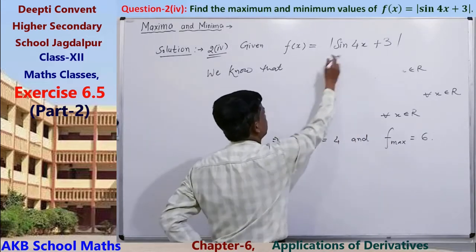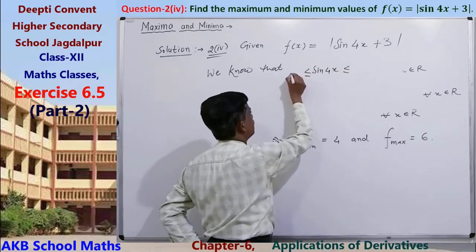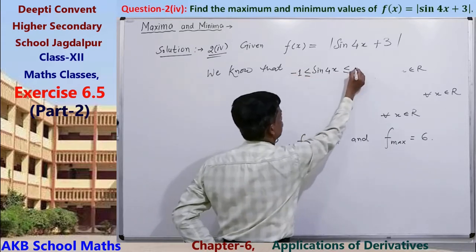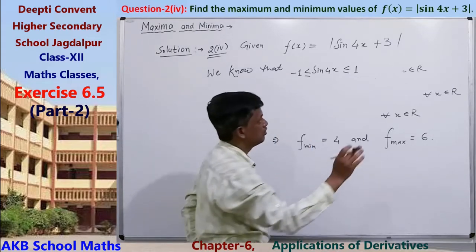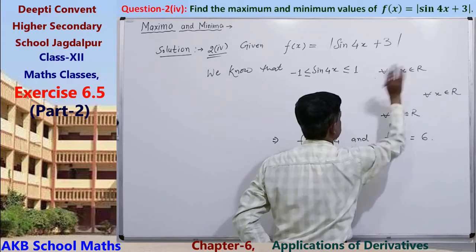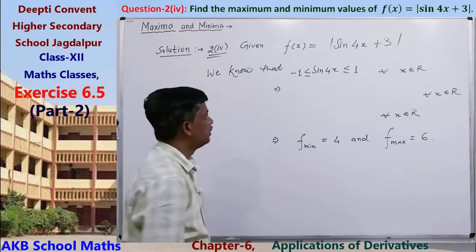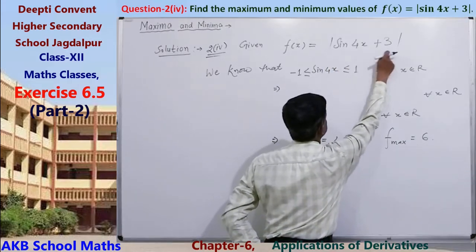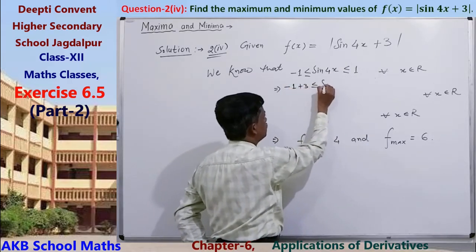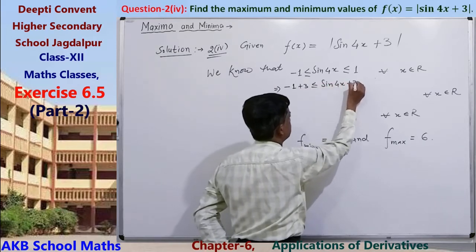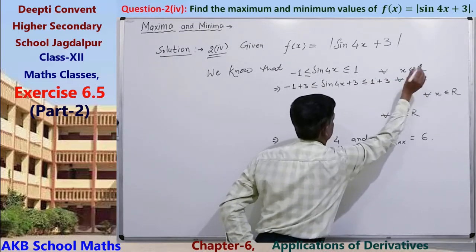We know that -1 is less than or equal to sin 4x, which is less than or equal to 1. That means sin 4x lies between -1 and +1. Sin always lies between -1 and +1 for all x belongs to R. Now, for getting this value, add +3 in all three places of this inequality: 1 plus 3 for all x belongs to R. Clear?